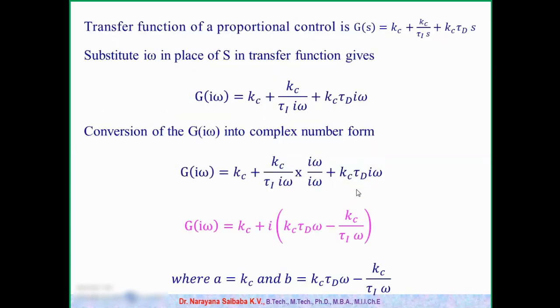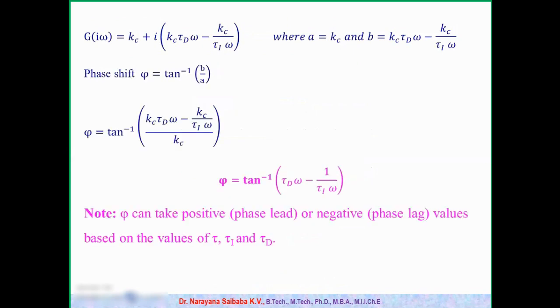Similarly, the phi value. Phi is tan inverse of B by A. So B term divided by A term. In the numerator and denominator Kc is common, so you can remove it. Then you'll get tan inverse of tau_D omega minus 1 by tau_I omega.